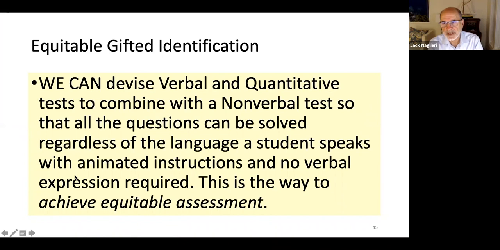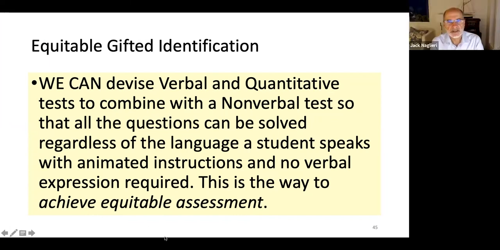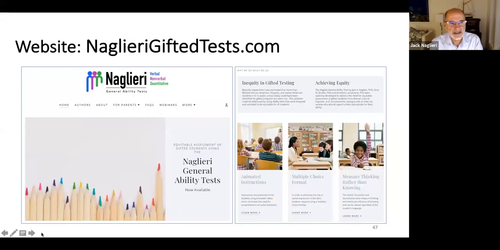So just to kind of wrap things up, and kind of pull everything together, I think the message from today is that we can do better with verbal and quantitative tests. And when combined with a nonverbal test, and when we have procedures that allow the students to solve these questions, regardless of the language that they speak, and in ways that doesn't require advanced academic knowledge, that's how we can achieve equitable assessment. So as Dina and Kim have been saying, we've been working on this problem for a long time. I think we've really come a long way and really improved a lot.